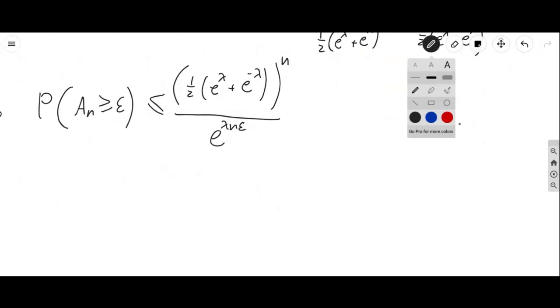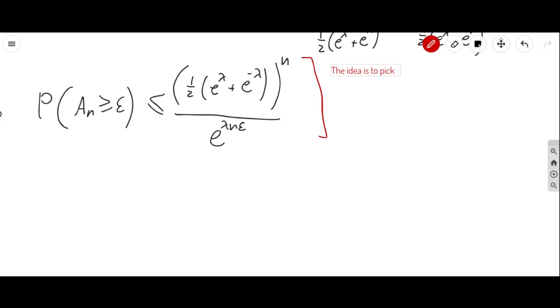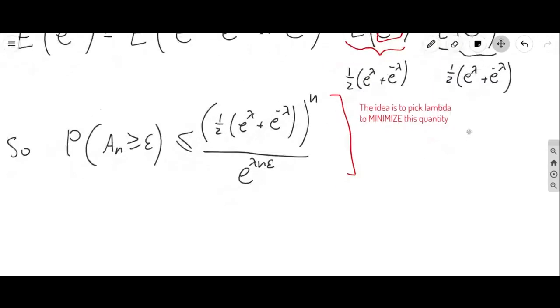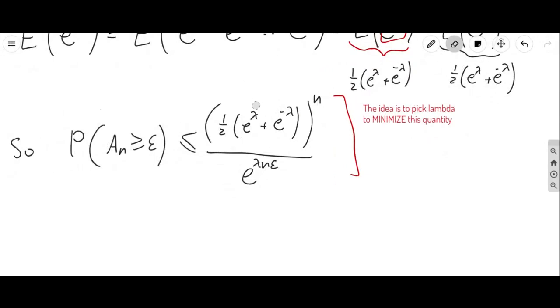Now here's the idea. When we reach this inequality, the idea is to pick lambda to minimize this quantity. You're going to choose lambda to make this as small as possible, because this inequality is true for every positive lambda. So to get the tightest possible inequality, you're going to pick lambda as small as possible. I'm sorry, I take it back. You're going to pick lambda in such a way that this fraction is as small as possible. That will give you the tightest possible bound.